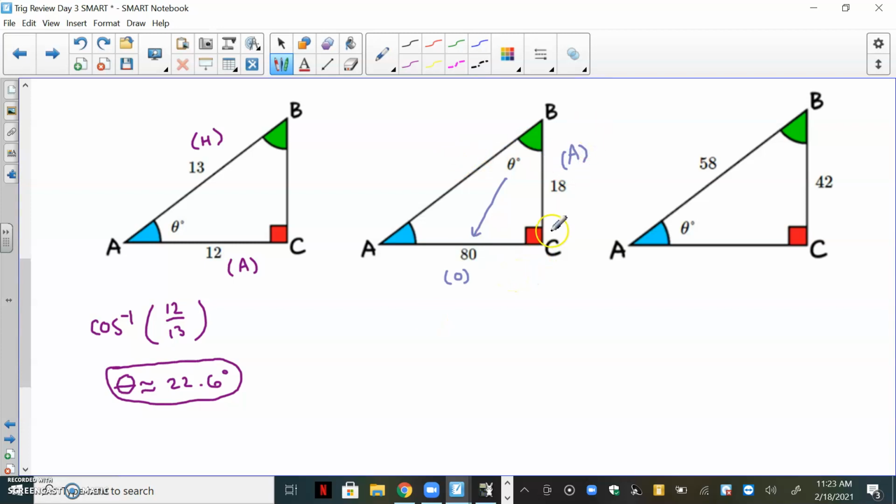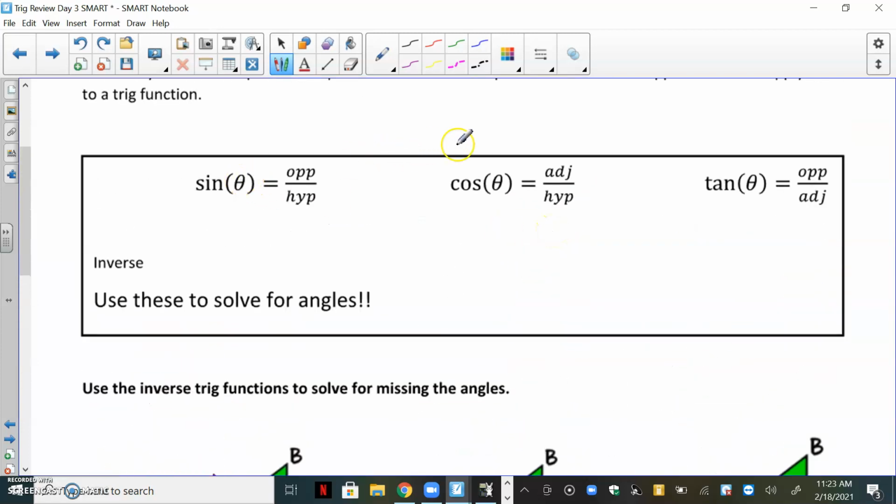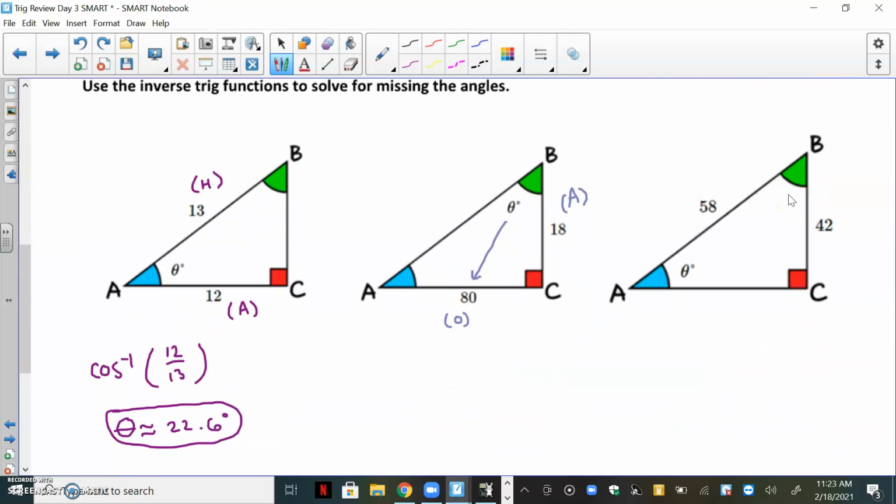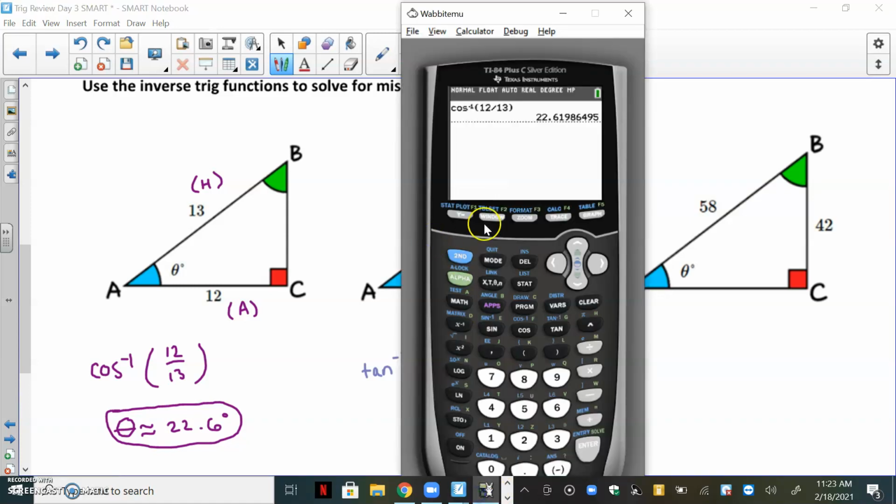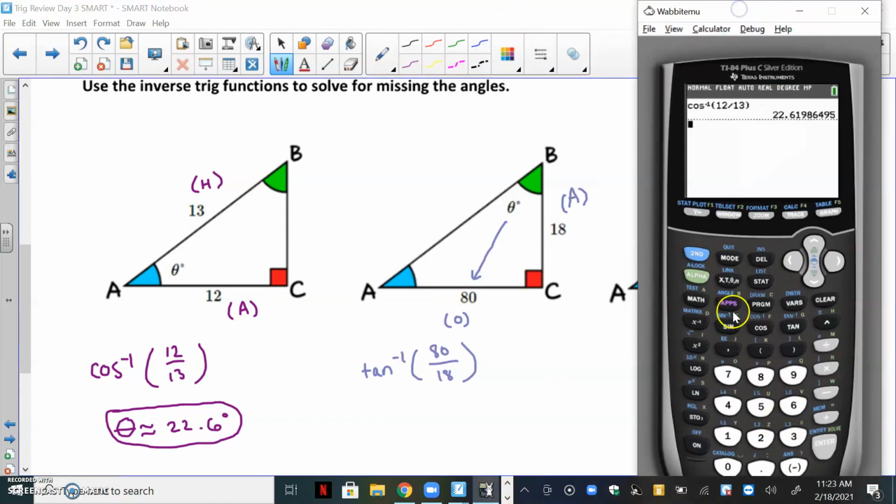So now that we know we're working with O and A, we look over here and we know tangent is the one with O and A. So we'll set up a tangent inverse of O over A, 80 over 18. And you type that in your calculator. And we get 77.3.